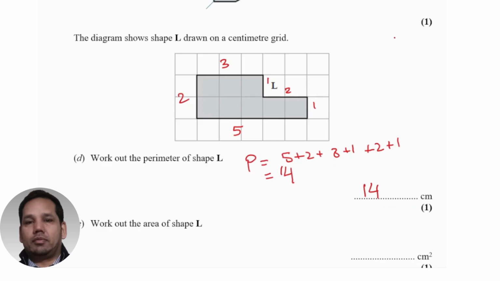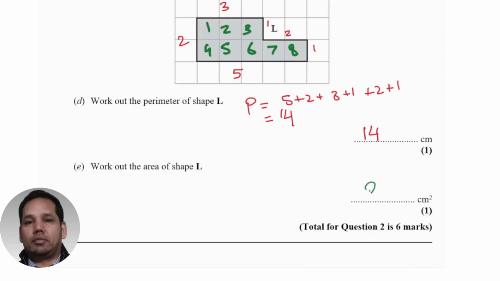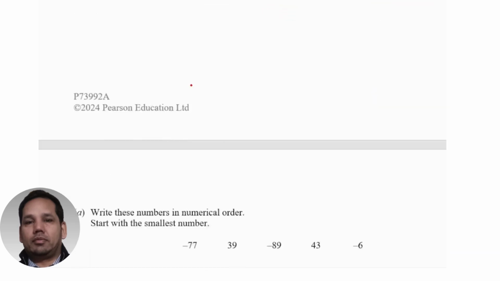Okay, so the next part says work out the area of the shape L. What does area mean? The inside. So what is inside? Inside we have squares. So let's count how many squares are in there. Let's count with a different color. So we have 1, 2, 3, 4, 5, 6, 7, 8 squares in there. So what's the area? The area will be 8 centimeter squares. So what we did was we just counted the area. So there are 8 squares in there, so the area is 8 centimeter squares.